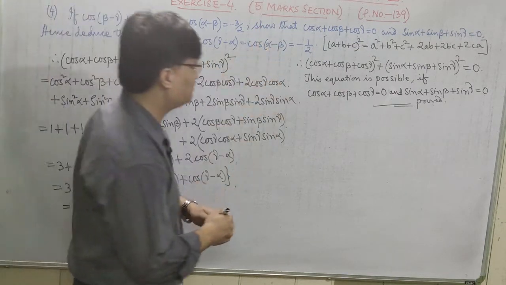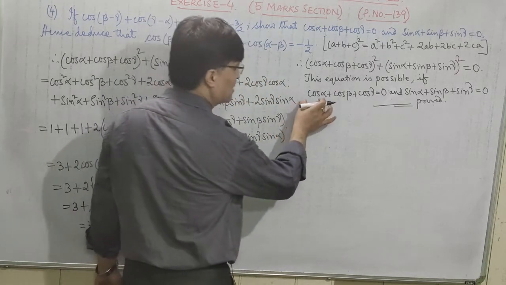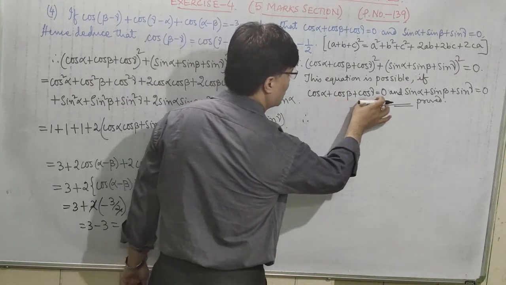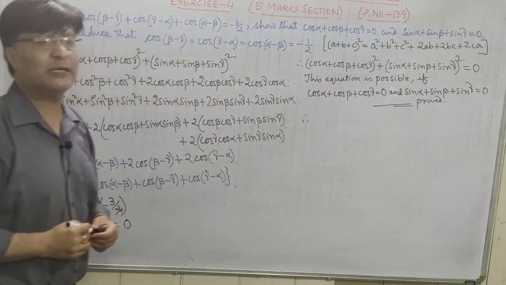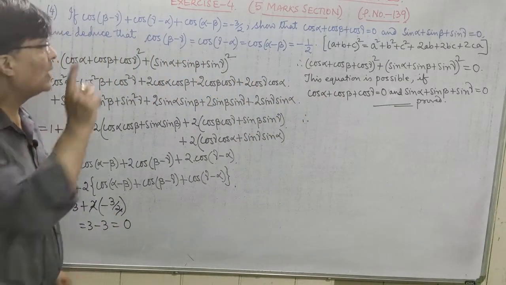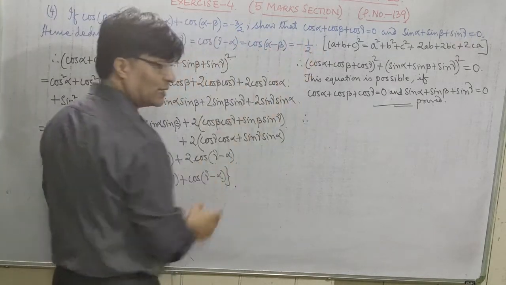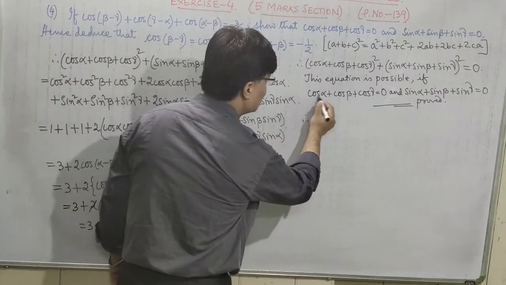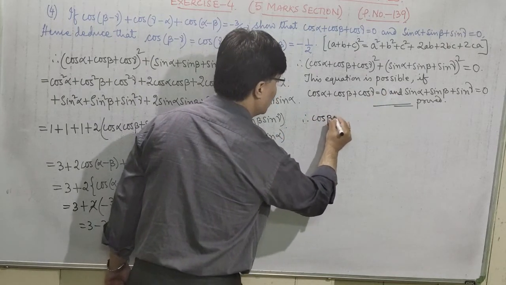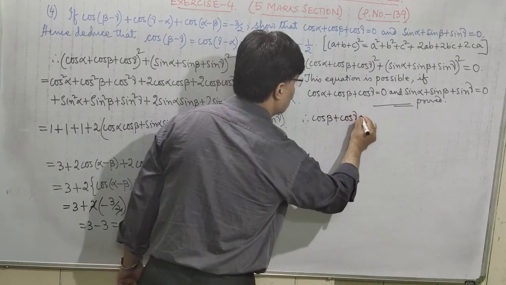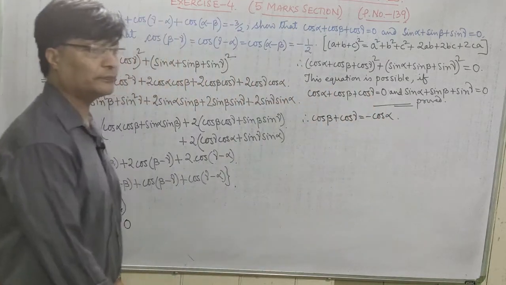Let us prove it. So now in this case we just proved that cos alpha plus cos beta plus cos gamma is equal to 0 and sin alpha plus sin beta plus sin gamma is equal to 0. Now we are proving that cos of beta minus gamma is equal to minus half. So in this case cos alpha is taken to the right hand side. So what do we get? cos beta plus cos gamma is equal to minus cos alpha.